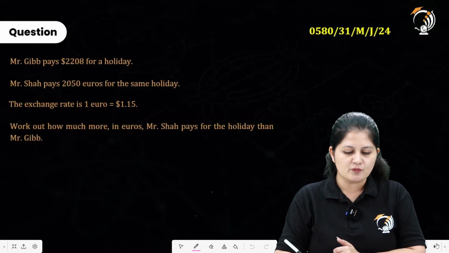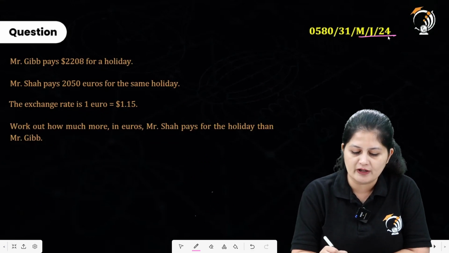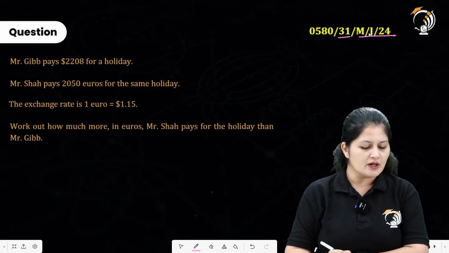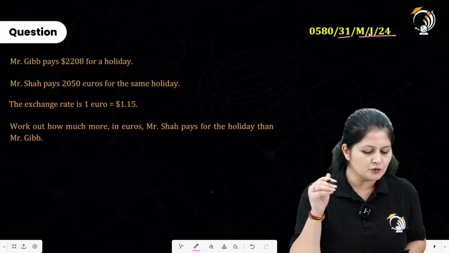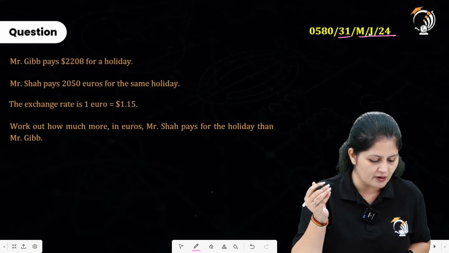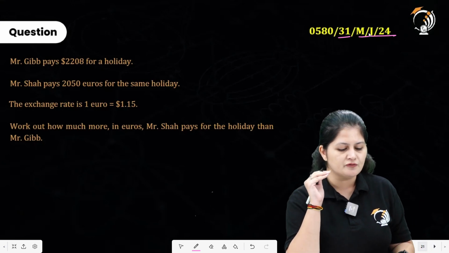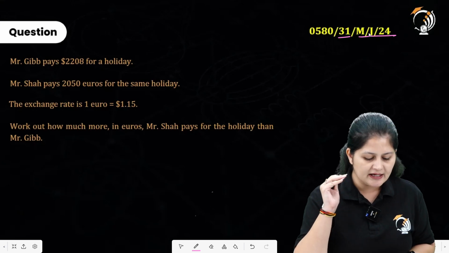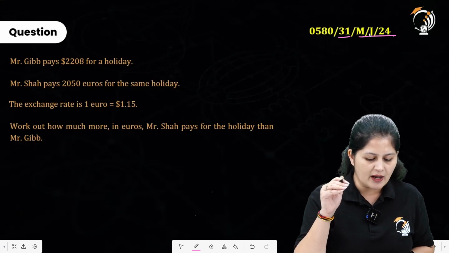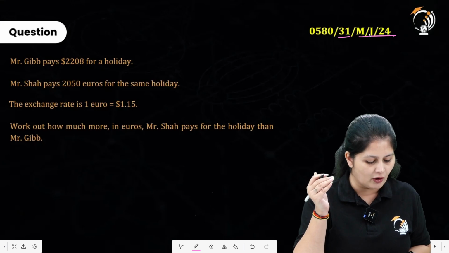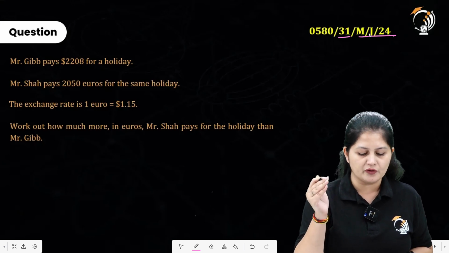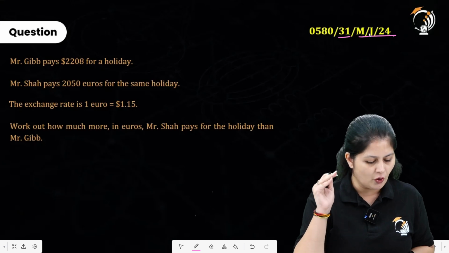Moving to the next question, which is from the paper of May-June 24 from the variant 3-1. The question here says Mr. Gibb pays $2,208 for a holiday. Mr. Shah pays €2,050 for the same holiday. The exchange rate is €1 is equal to $1.15. Work out how much more in euros Mr. Shah pays for the holiday than Mr. Gibb.